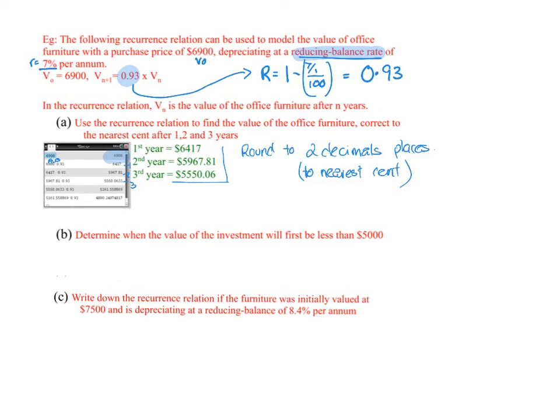Okay? So determine when the value of the investment will be first less than 5,000. So we're already up to 3 up here. Then we went 4 and 5 up there in the calculator. So it was so close, I just kept going. Didn't bother changing it round to the nth term. It was so close. So we're just going to say after 5 years, it made it.